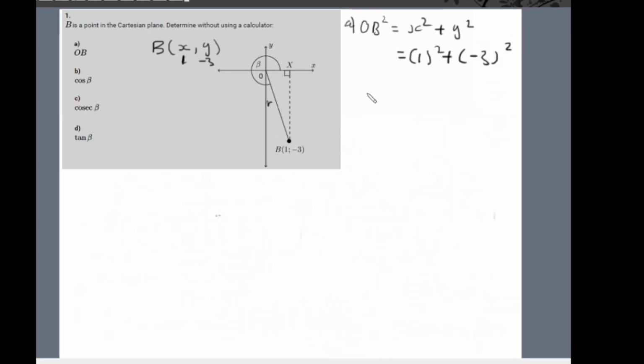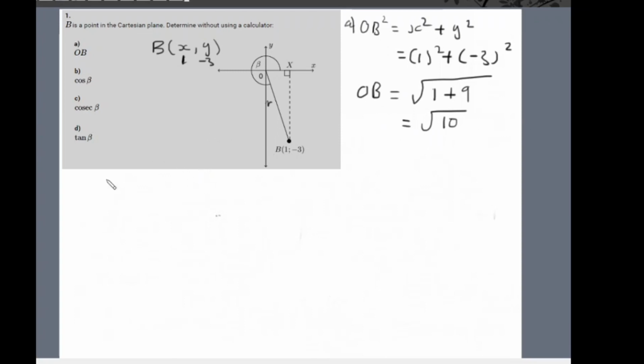So OP is equals to the square root of 1 squared is 1 plus minus 3 squared is 9. So OP is equals to the square root of 10. OP cannot be negative since it's the radius or the length of that side. So that is question A. OP is equals to the square root of 10.